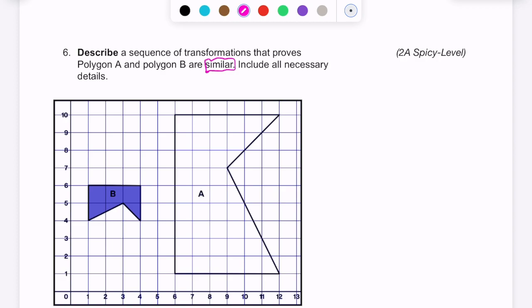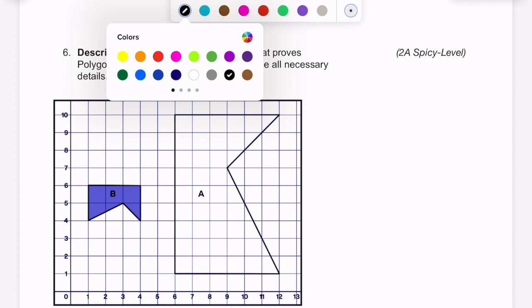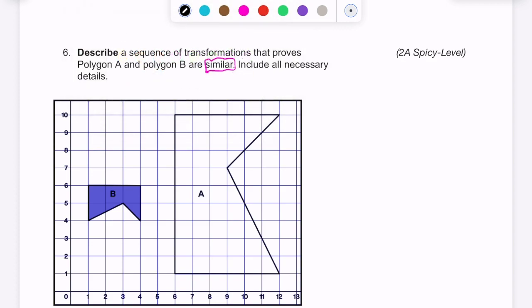Okay, so there are multiple ways to do this. I'll show you the way that I think is the easiest. And then I'm going to make clear, even if you don't do it my exact same way, you need the level of detail that I have. So how I would do this, it doesn't matter which of these we consider our pre-image. I'm going to consider polygon B my original. So I'm going to start with polygon B.